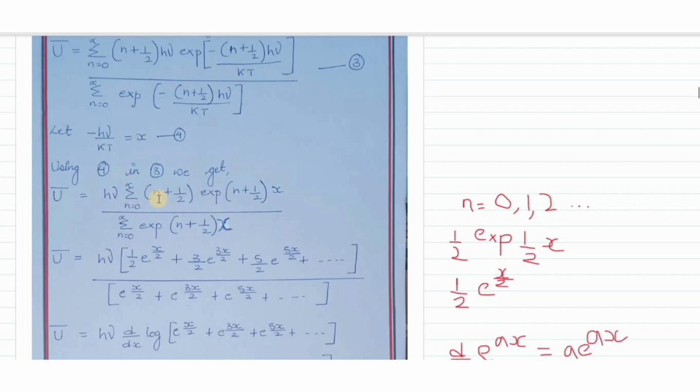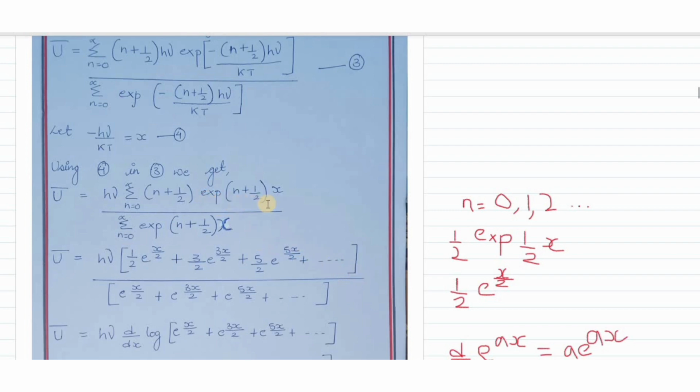So here in this equation, putting n equals 0, we get 1 by 2 exponential 1 by 2 x divided by exponential 1 by 2 x. If we put n equals 1, we get 3 by 2 exponential 3 by 2 x divided by exponential 3 by 2 x. If we put n equals 2, we get 5 by 2 exponential 5 by 2 x divided by exponential 5 by 2 x. So we know that this exponential 1 by 2 x can be written as e to the power x by 2. So u bar is equal to h nu times 1 by 2 e to the power x by 2 plus 3 by 2 e to the power 3x by 2 plus 5 by 2 e to the power 5x by 2 plus so on.